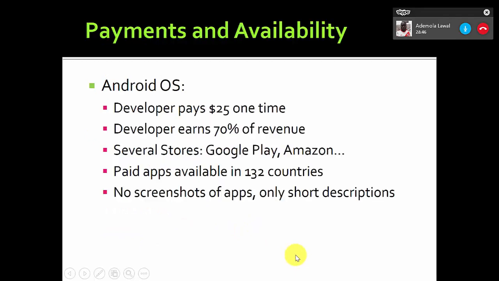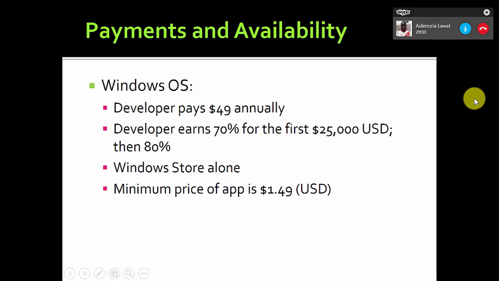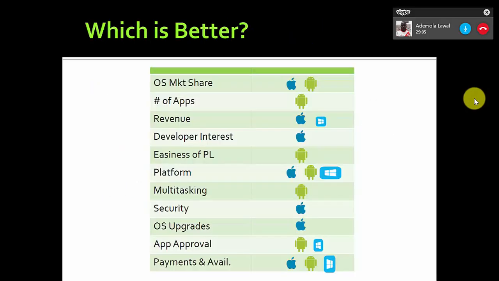I'm going on to the next slide, where I talked about payments and availability for developers. There's a 25% payment, a one-time payment on Android, and we can all see what I listed. I'm going on to the next slide, where I talk about iOS. Those are also requirements for developers. The same applies on Windows. On the next slide, which is better? I have a table there where I talked about the market share, number of apps, and revenue, and I listed which is better with that logo. And I have my source.